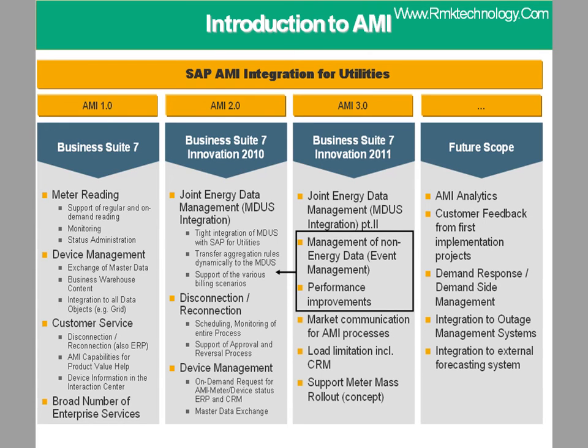This screen describes the evolution of AMI from AMI 1.0 to AMI 3.0. AMI 1.0 was basic, with meter reading both periodic and on-demand, master data management and disconnection/reconnection. Also a large number of enterprise services was created. In AMI 2.0 the focus was on energy data management. Integration with the MDUS system is also enhanced in this version.